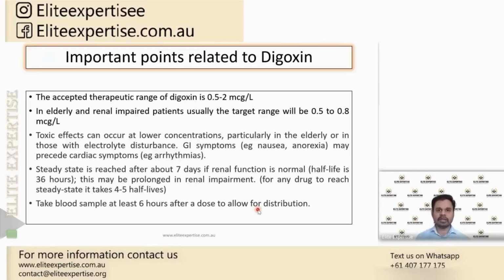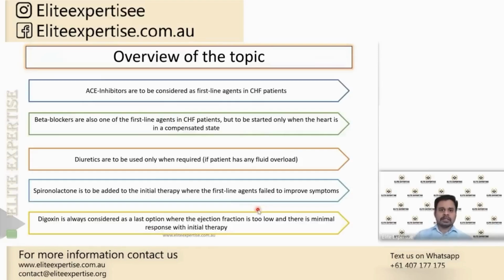So these are a few important points related to digoxin, and all these points are mainly related to the target or therapeutic range of digoxin. Okay. So finally, this is the overview of the topic, guys. From this slide, we can come to know what class of drugs are to be considered as the first-line agents in the management of congestive heart failure.